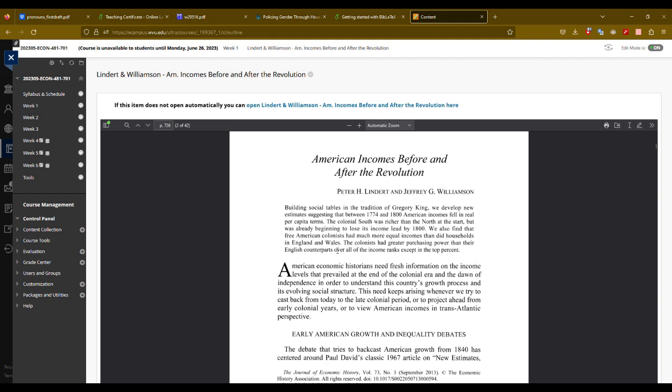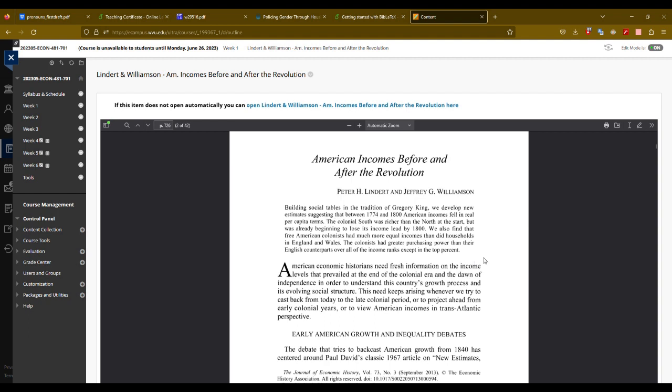So we found that they have developed new estimates of American incomes right immediately before and after the American Revolution. And what they find, their results, are that these incomes fell in real per capita terms. So now we have an expectation for what we're going to read for the rest of the paper. And then they talk a little bit more about their findings.